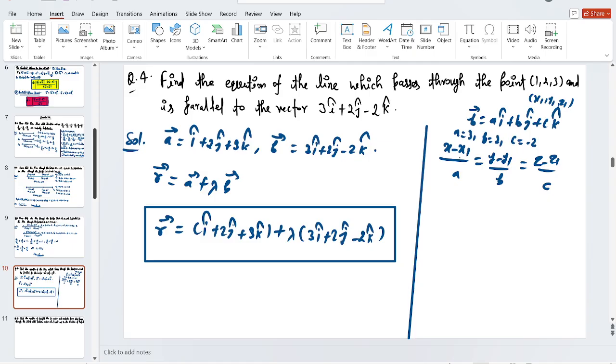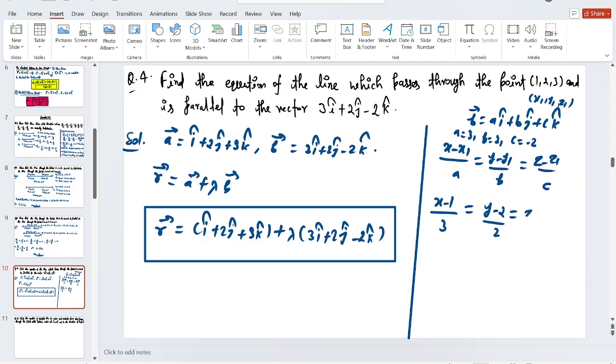So 3, 2, minus 2, and x1 y1 z1 is 1 2 3. So its Cartesian form is x minus 1 by 3 equals y minus y1, where y1 is equal to 2, so y minus 2 by b, and b is equal to 2.